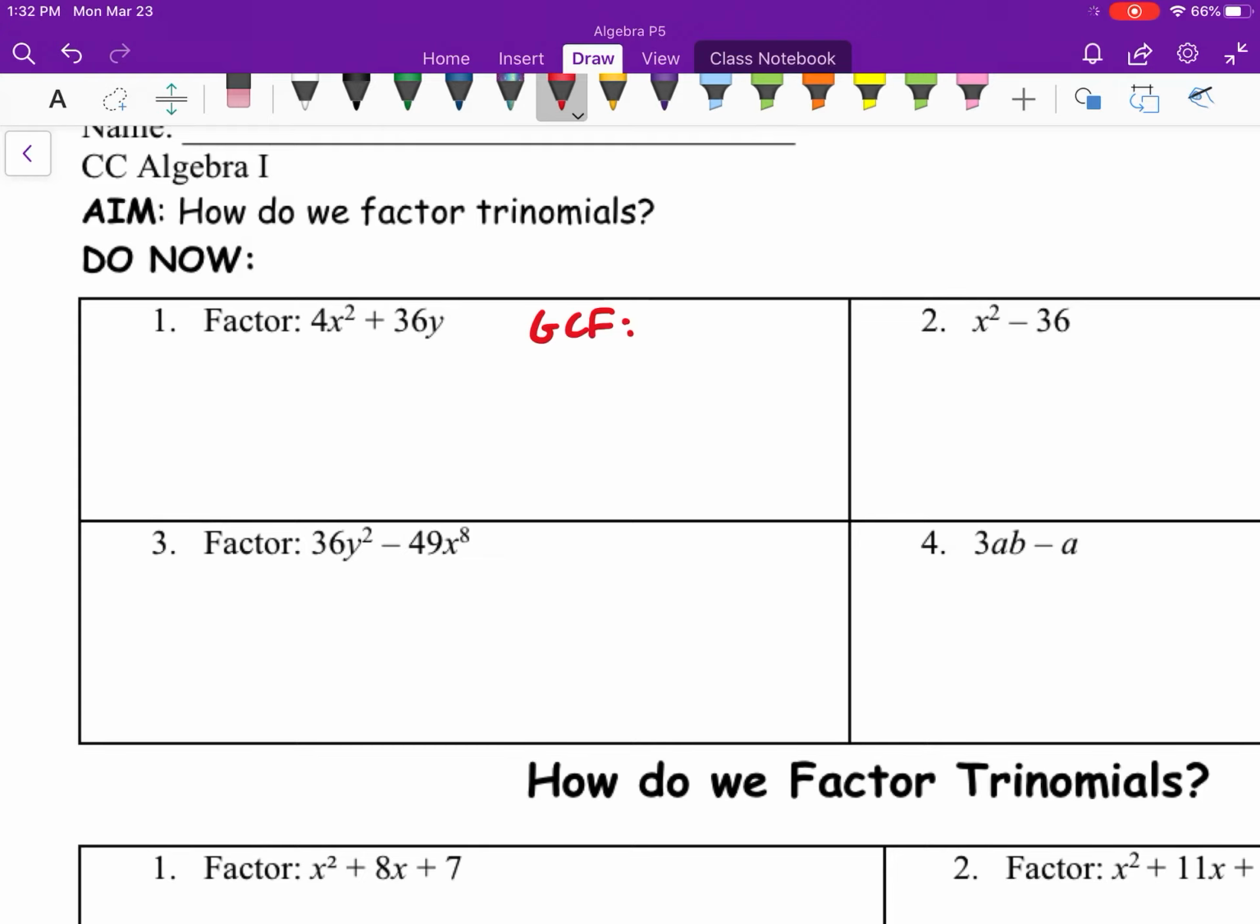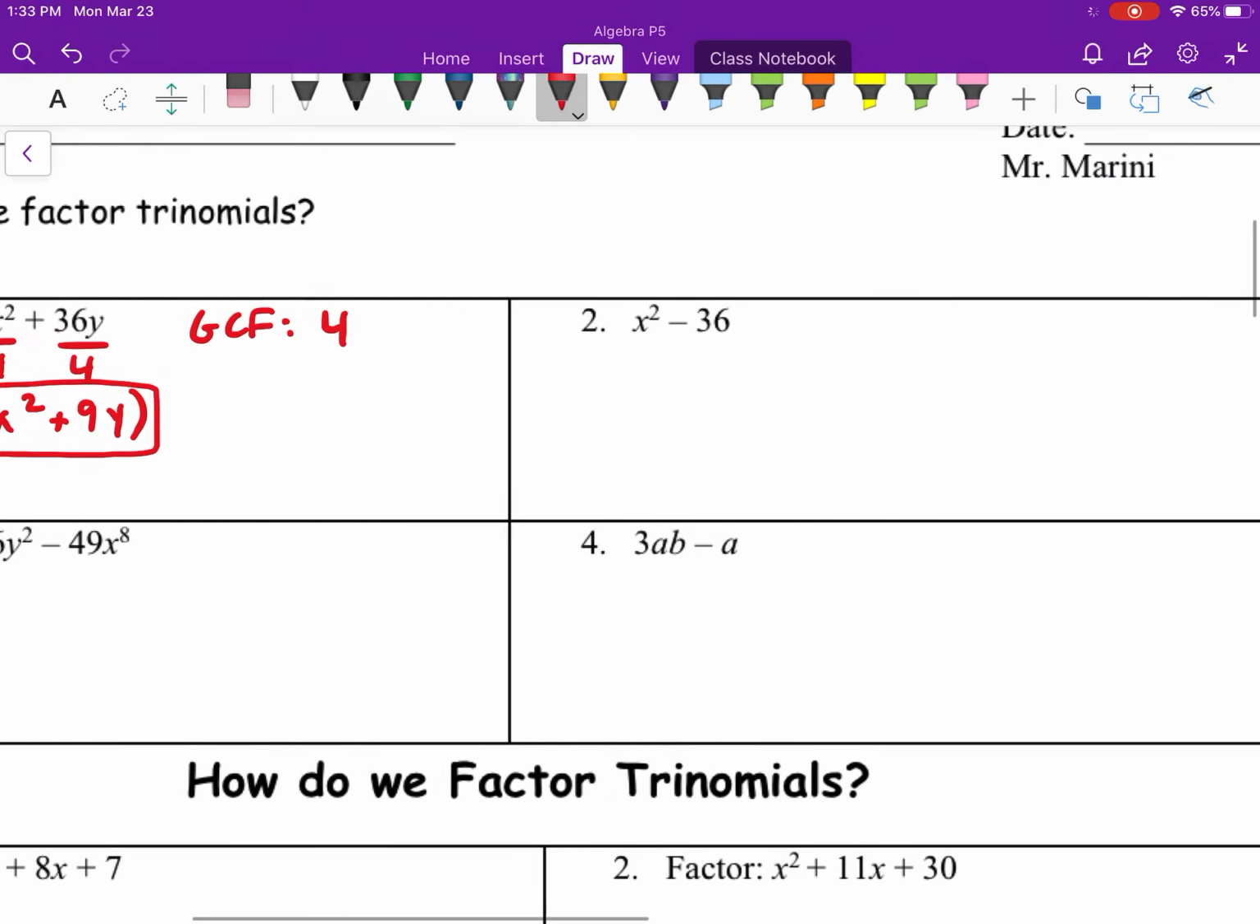So let's start with the number. 4 and 36 have a 4 in common. X squared and y don't have anything in common. So the GCF of this polynomial is just 4. So divide both of these by the GCF of 4. 4x squared divided by 4 is just x squared. And 36 divided by 4 is 9. This would be positive 9, and bring down the y. And put the GCF of 4 in front. So after we factor that, we get 4 parentheses x squared plus 9y.